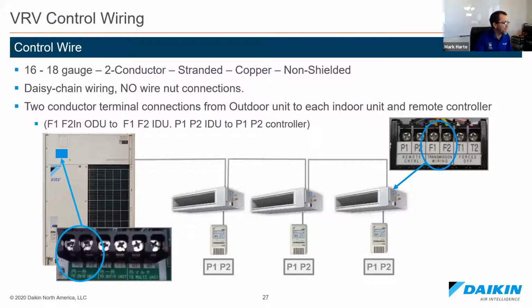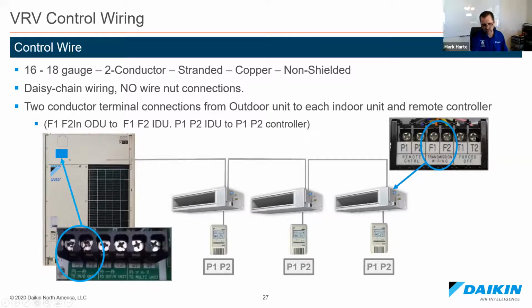This just shows you an example of the terminals, actual pictures. You have F1 and F2 that says to indoor. You would run that to each indoor unit. And at each indoor unit, you have 3 terminals. F1 and F2, that's going to be your daisy chain from the outdoor. P1 and P2 will be your remote control wiring, as you see down here.